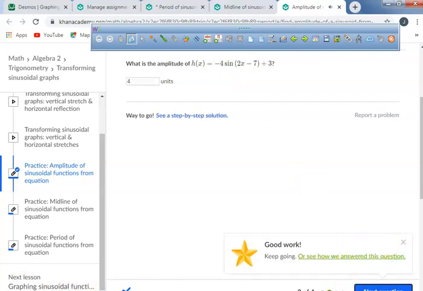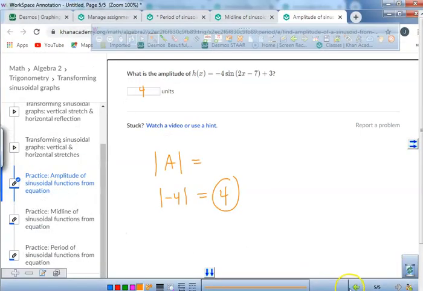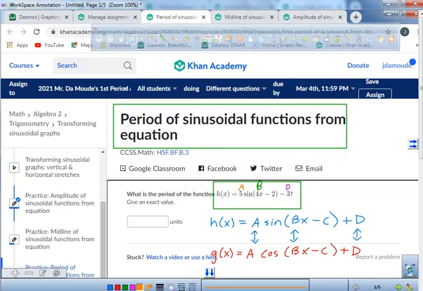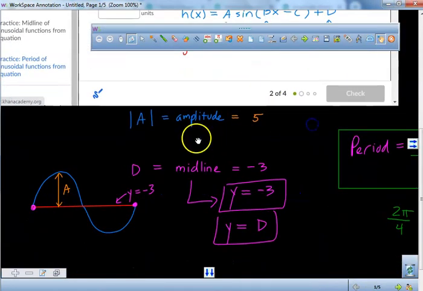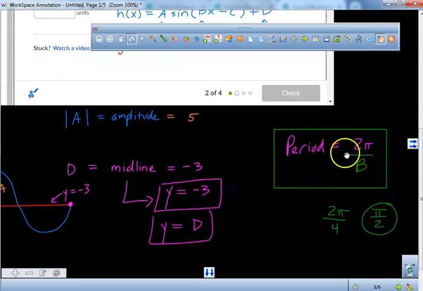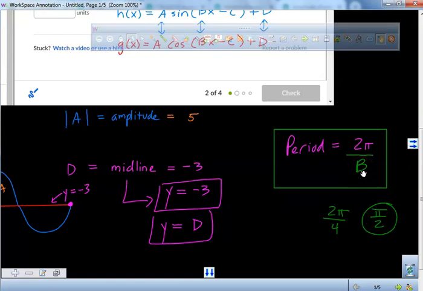All right, good luck. Hope this was helpful. The main thing I want you guys to understand, I'm going to go back to the main notes right here. This is the good stuff right here. You got to know the amplitude is the absolute value of A, the midline's D, and the period is always 2 pi over your B value. It's not the B value. It's 2 pi over B.